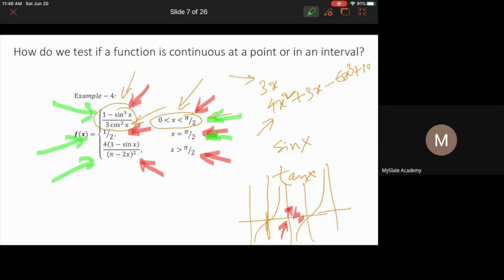So all that therefore you need to check for is the point pi by 2, right? Whether it is continuous at pi by 2. That's all that you need to check in a rigorous manner, because it takes different expressions at pi by 2 and at values slightly less than pi by 2, right? And at values slightly more than pi by 2. So you need to find the left hand limit and the right hand limit.